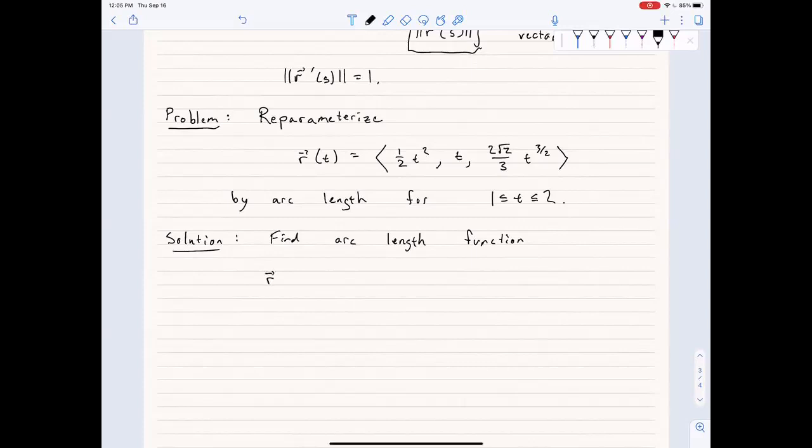So in that vein, I'll calculate R prime of U. And of course here, I put everything in U instead of T, and we'll see that we get U here, 1 here, and then here, well, I get a 3 halves. That will cancel out with the 2/3. So I'll get a square root of 2 times U to the 1/2. Square root of U if you want.